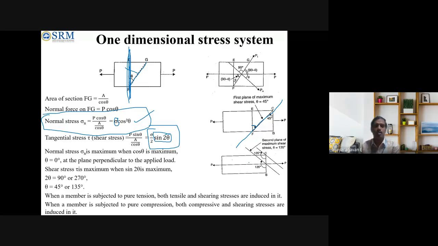And these are important MCQ questions. When the member is subjected to pure tension, tensile and shearing stress will be induced. And when it is subjected to pure compression, compressive and shearing stress will be induced. This may be an MCQ question for you, so this slide is very important.